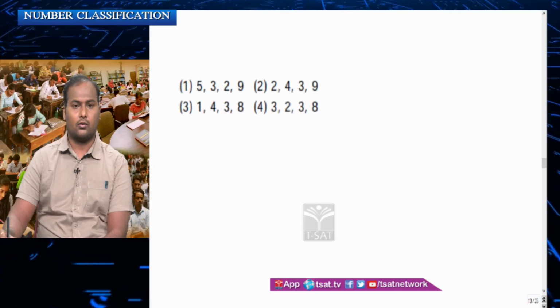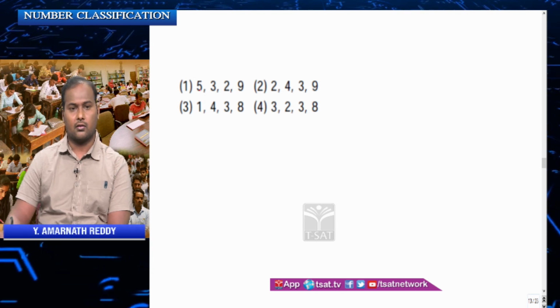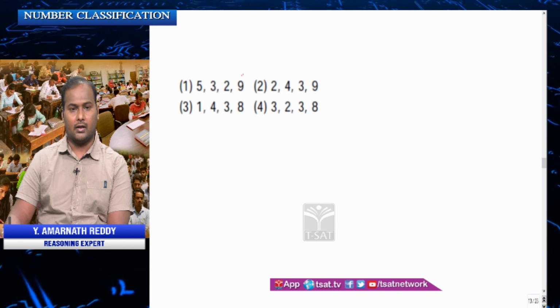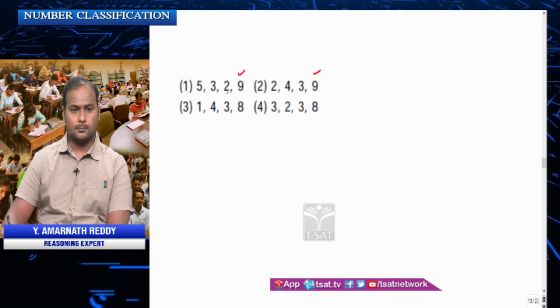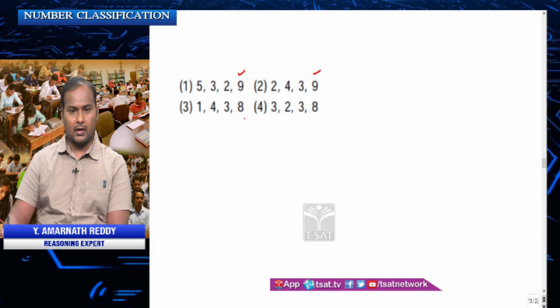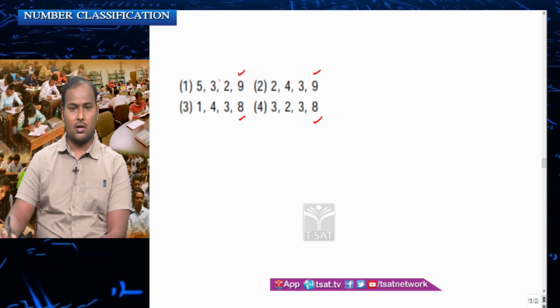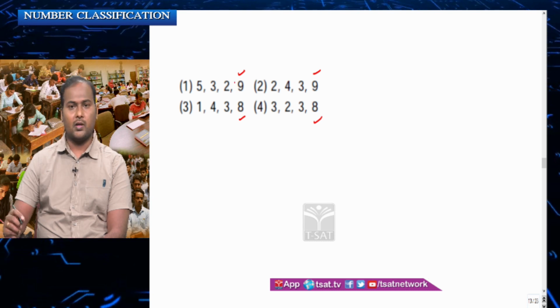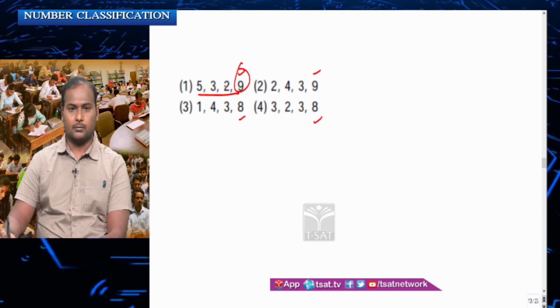Next question. See here, you are having some numbers. You try to classify based on a character. So how you will get idea? See the idea here. 5, 3, 2, 9, big number here. 2, 3, 4, 9, big number here. 1, 4, 3, 9, big number here. 3, 2, 3, 8, here also big number. So always you have a big number on the last. So when big number on the last, you try to add this to get the big number.